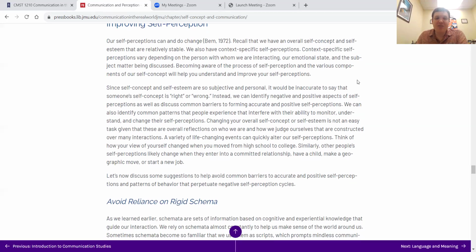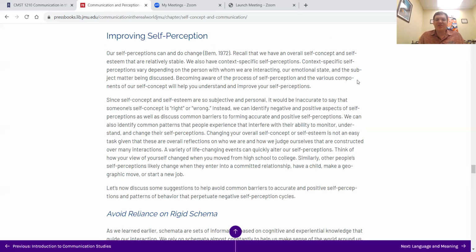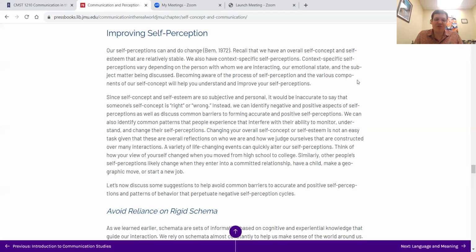So self-concept and self-esteem are very subjective and very personal. So it's inaccurate to say that someone's self-concept is right or wrong, but we can look at some negative and positive aspects of self-concept and discuss common barriers to forming an accurate and positive self-perception. So often if we have a negative self-perception, we may want to work on that, right? You don't necessarily want to go through life thinking negatively about yourself. So certainly therapy can help you with that, going to talk to somebody, or doing things to challenge our negative self-perception, saying, hey, I'm not very good at math. Let me get an A in this math class. I'm going to work really hard and say, hey, yes, I can do this, right? So do things to challenge our perception as well.